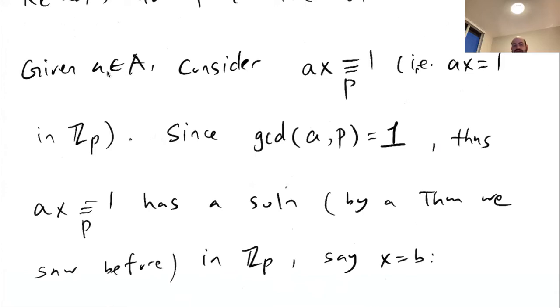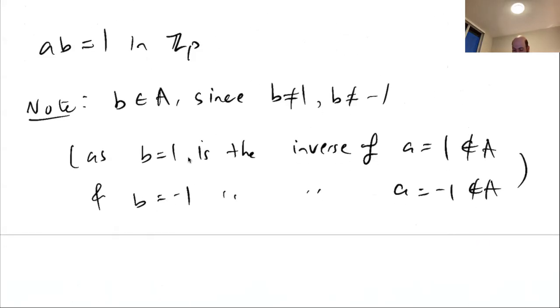Now, the inverse of A cannot be 1. Why? Because 1 is the inverse of 1 itself, and 1 is not in A. So 1 cannot be the inverse of A, which is in A. Similarly, minus 1 is the inverse of minus 1, and minus 1 is not in A. Because A is already used for a letter that was in A, let me call this one, for example, T.